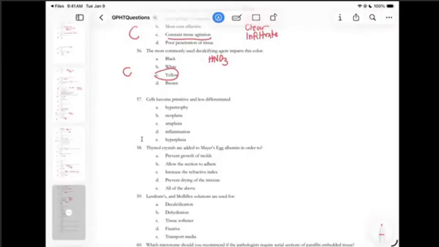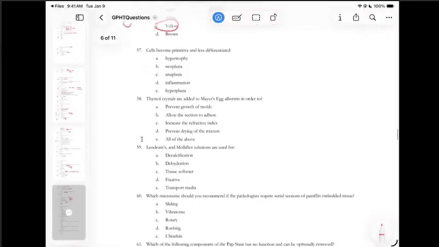57, cells become primitive and less differentiated. This change that happens is what we call anaplasia. The cells become more primitive looking and less differentiated. And ang problem pag may anaplasia na, irreversible na yan. We usually encounter anaplastic cells in malignant tumors. Pag naman hypertrophy, increase in size. Neoplasia, that's the tumors. Hyperplasia, increase in the number. But if it becomes more primitive, that's anaplasia.